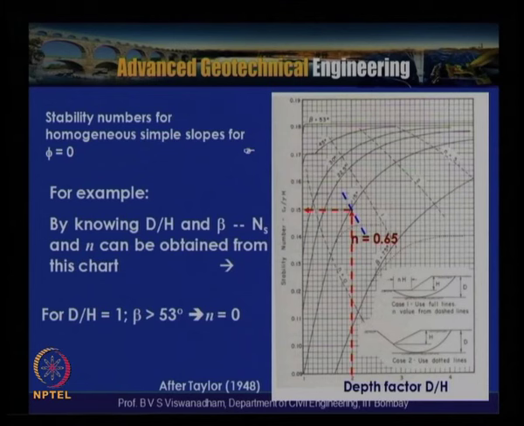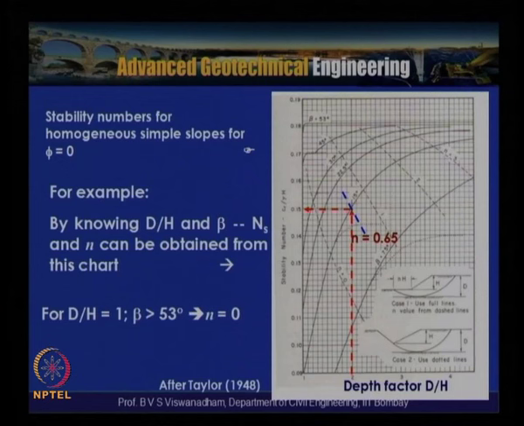Say for example, by knowing D by H, that is the depth factor, and beta, the NS and n can be obtained from this chart. So here n is obtained by seeing where it cuts, and then by taking the horizontal projection onto the stability number axis, we can get the stability number NS. So for D by H equal to 1, beta greater than 53 degrees, n is equal to 0. That means the failure surface passes through the toe of the slope.